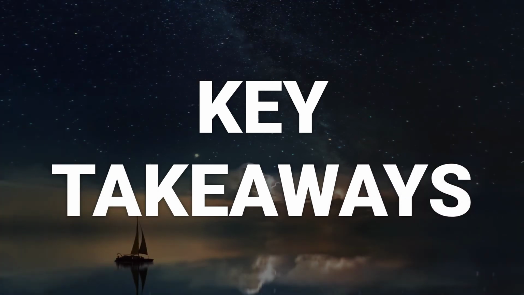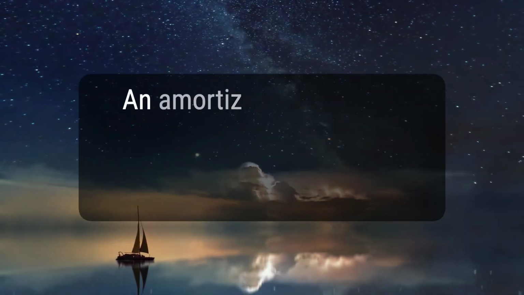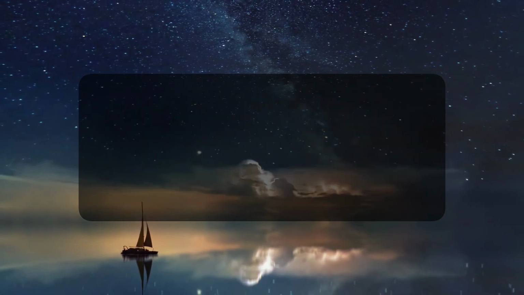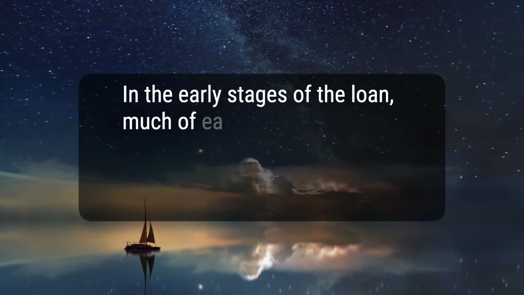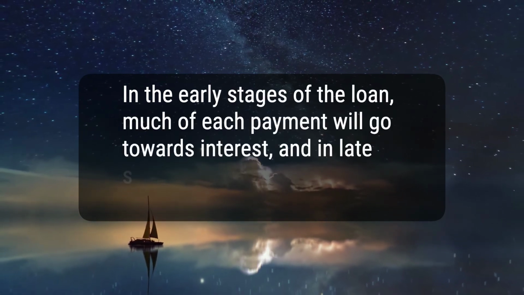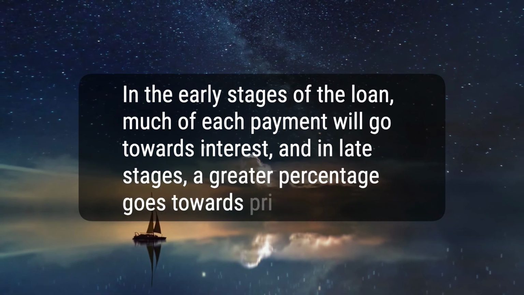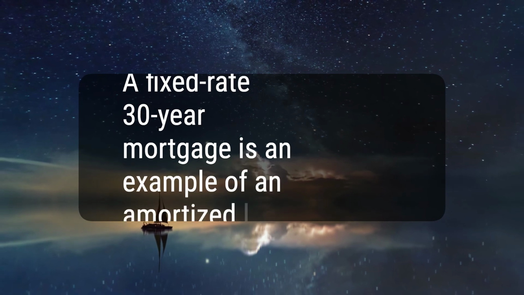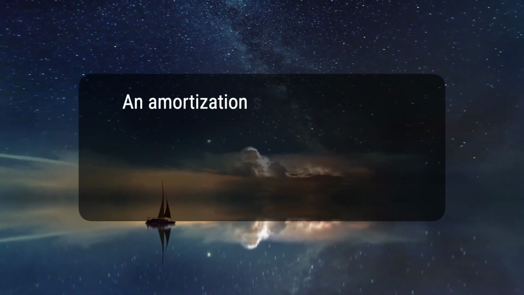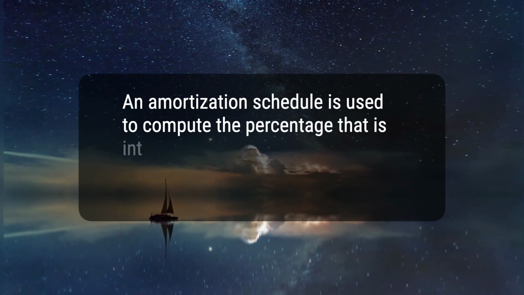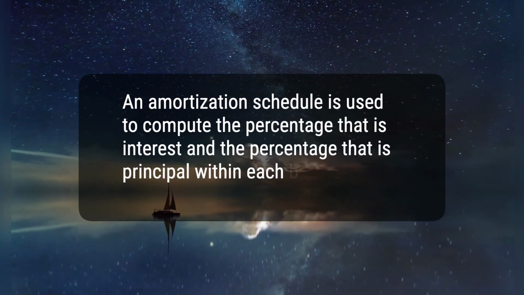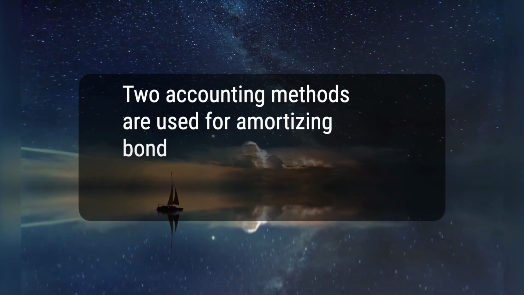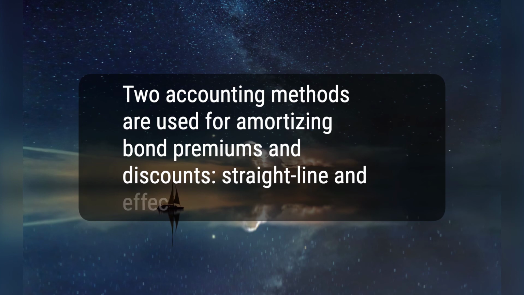Here are 5 key takeaways. 1. An amortized bond is a type where each payment goes towards both interest and principal. 2. In the early stages of the loan, much of each payment will go towards interest, and in late stages, a greater percentage goes towards principal. 3. A fixed-rate 30-year mortgage is an example of an amortized loan. 4. An amortization schedule is used to compute the percentage that is interest and the percentage that is principal within each bond payment. 5. Two accounting methods are used for amortizing bond premiums and discounts, straight-line and effective interest.